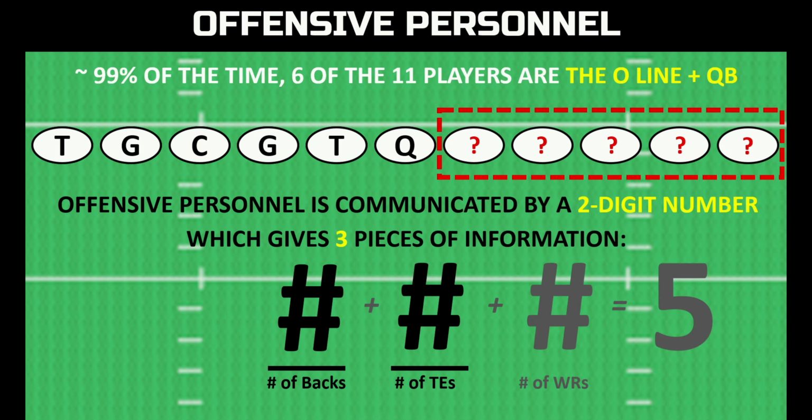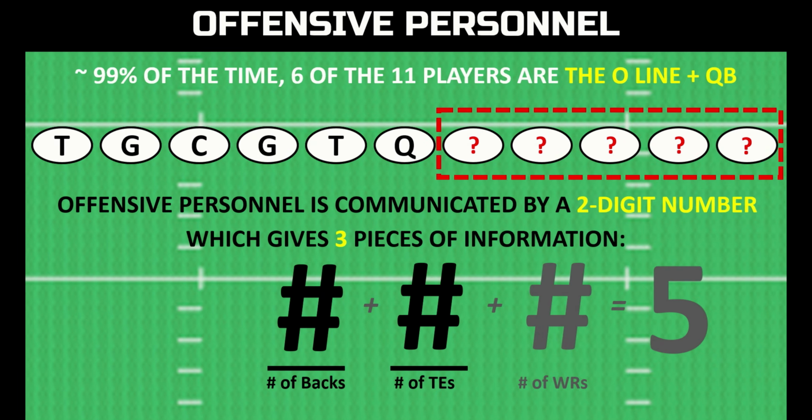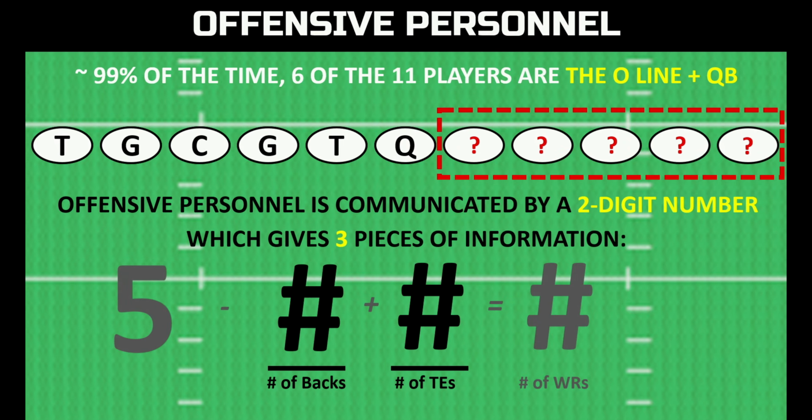So when we communicate 11 personnel, for example, in order to figure out how many receivers are on the field, you just add the 2 digits that are given. So in 11, it would be 1 back, 1 tight end, 1 plus 1 is 2, so that leaves us with 3 receivers on the field.